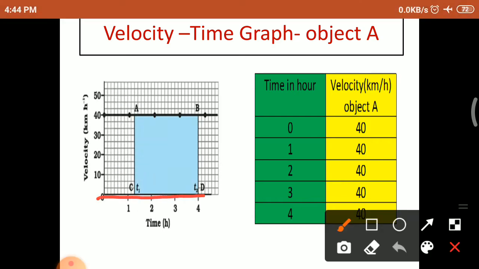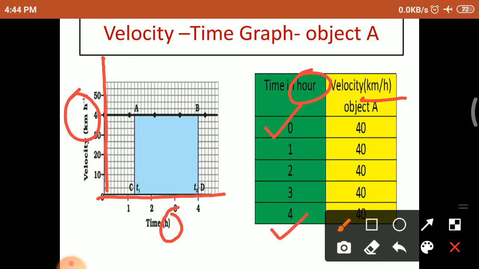The time is represented along x-axis and velocity is represented along y-axis. The unit of time is hour, so here I wrote hour. The unit of velocity is kilometer per hour, so here I wrote kilometer per hour. The time starts with 0 and ends with 4, so here I took 0, 1, 2, 3, 4. The velocity minimum value is 40 and maximum value is also 40, so I took 0, 10, 20, 30, 40, 50.